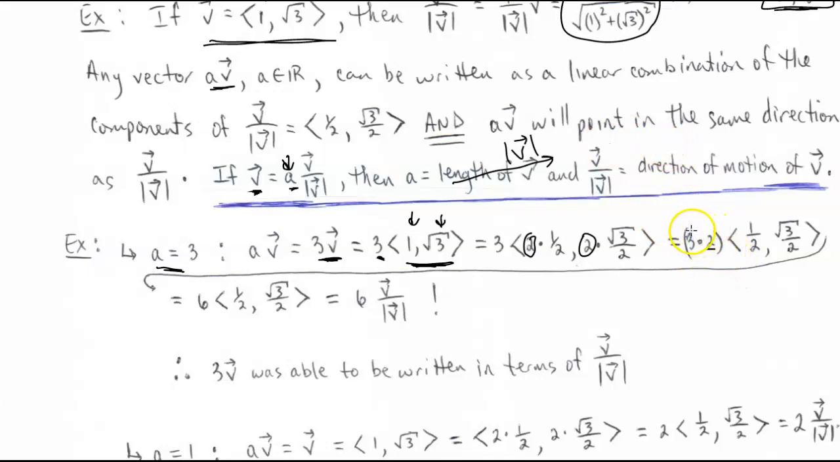Once I do that, then of course 2 times 3 is 6. And now what I have is my vector 3V expressed as the scalar 6 times the unit vector 1/2, square root of 3 over 2, which is basically the same thing as this scalar times the unit vector. My point here is that I was able to express this vector in terms of the corresponding unit vector for V.